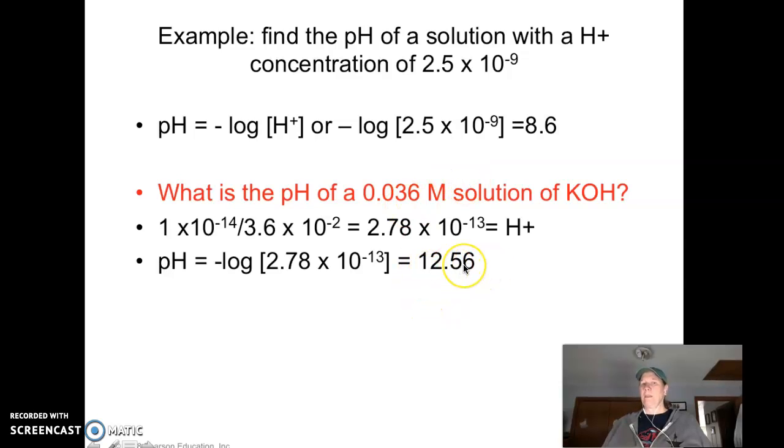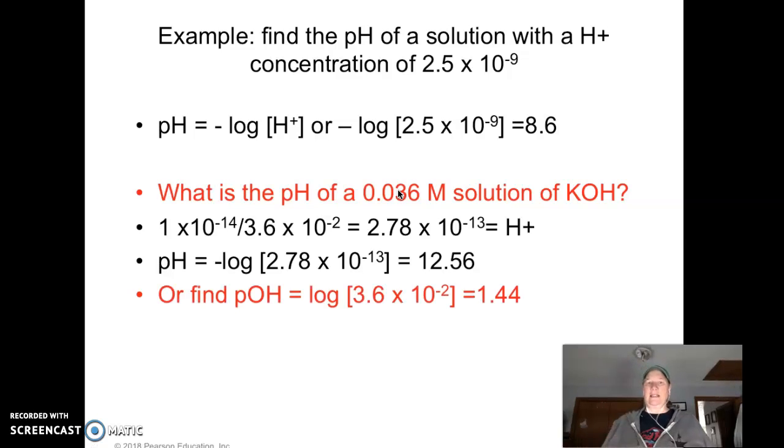Or the other thing I could do is find the log of this and then take 14 minus that number. Either way, you're going to get the same answer. Oh, I guess I did put that in there. Find the pOH from the log of 3.6 times 10 to the 12th, again. So you have two options when you're doing these. You can use the H3O concentration, or you can use, remember, pH plus pOH equals 14. So if you know one, you can always find the other one. Either way you're going to get the same answer, whatever works best for you.